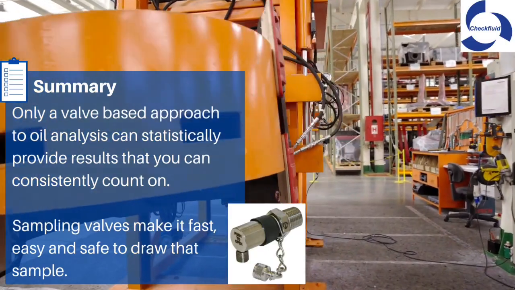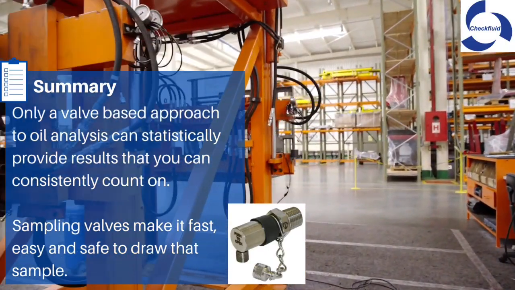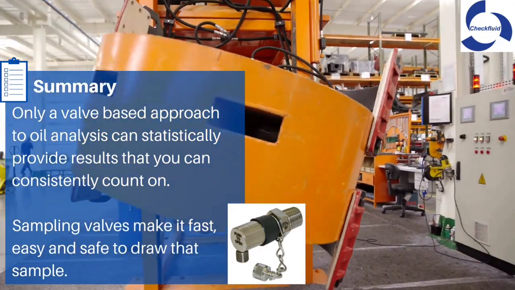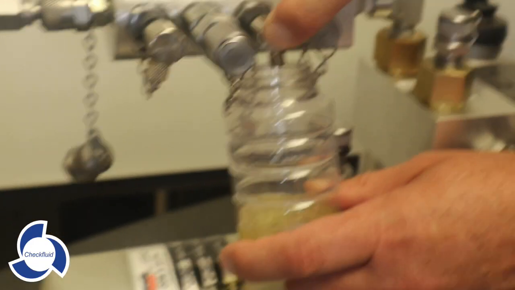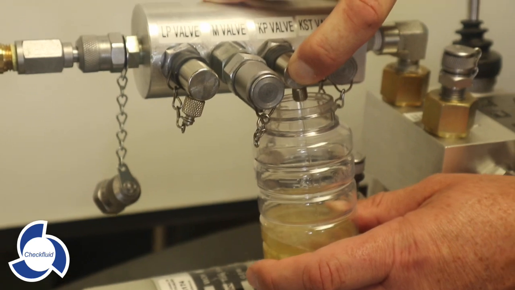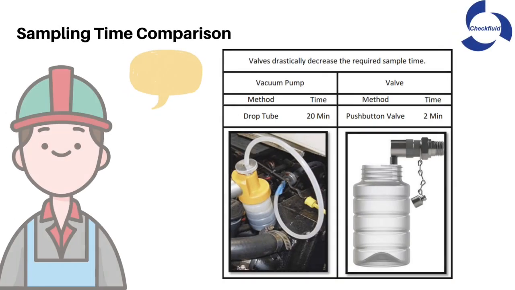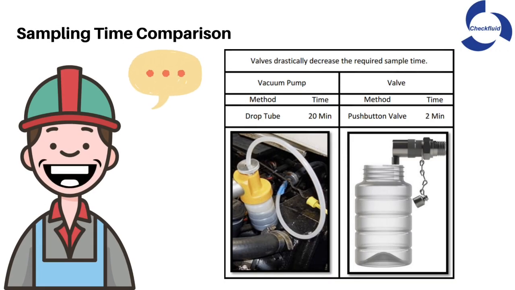What has been shown is that valves are the only approach that you can statistically get results that you can count on. Sampling valves make it fast, they make it easy and safe to draw that sample. Optimizing drain intervals can be used for virtually all systems and not just engine or hydraulics. But valves also drastically reduce the required sample time. Another opportunity for savings. Drop tubes, 20 minutes, push button, 2 minutes.